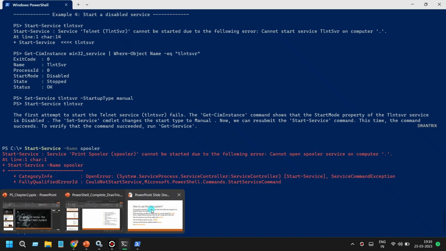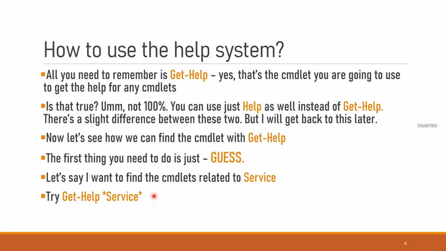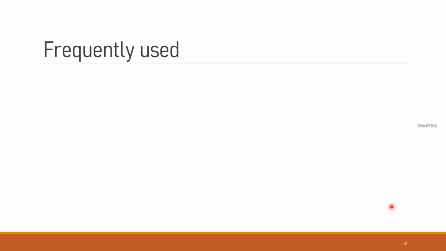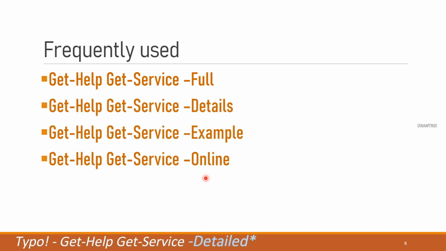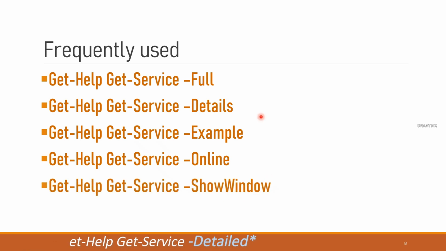So the demo part for the services is over. There are frequently used Get-Help commands, which are Get-Help -Full, -Detailed, -Examples, -Online, and -ShowWindow. Let's just quickly go through each one of them.